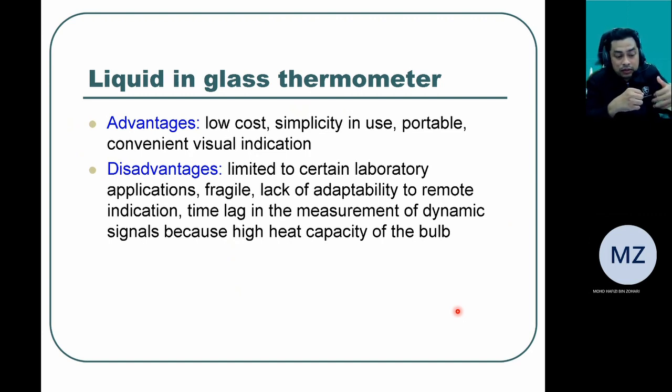The problem is that this method is actually limited to certain laboratories only, because if we fill it in a glass container, it will easily break. And if it breaks, you know mercury is very, very dangerous. It's not safe for children. Basically if it breaks, then we need to have hazard control. And also one more thing, the liquid thermometer, which is mercury, has a delay time. It doesn't simply show the value; it has a time lag before it can reach the level that tells us the reading of the temperature that we want to measure.